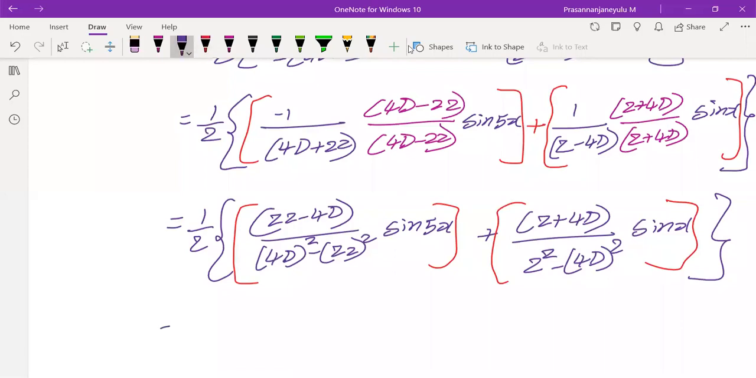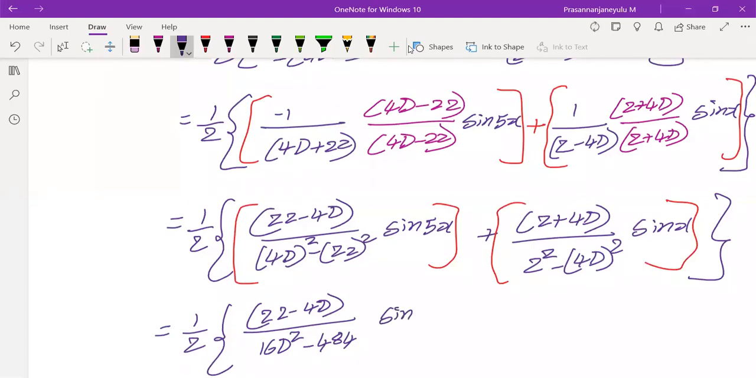One more step. Here, we are going to get 1 by 2 into 22 minus 4D as the numerator part, same as it is, and the denominator will be 4D square, which is 16D square, minus 22 whole square. For finding this, what is 22 whole square? 484, of sine 5x. This is the first term. Plus the second term will be 2 plus 4D by 2 square is 4 minus 4 square is 16, and D whole square is D square, of sine x.